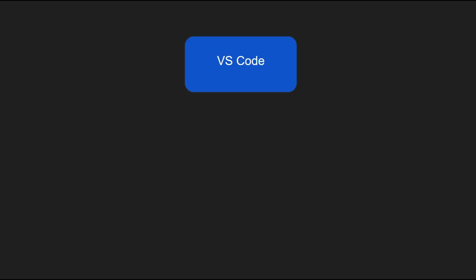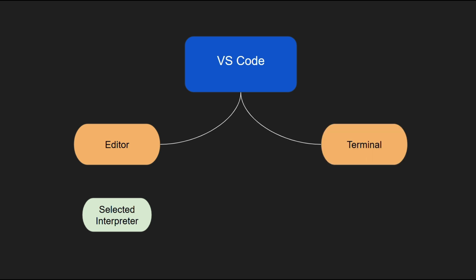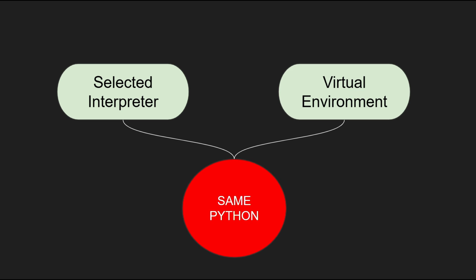Now, here's a clean way to think about it. VS Code has two separate layers. One is the editor, which uses the selected interpreter to run your code. The other one is the terminal, which uses whatever environment you activate. If these two are not pointing to the same Python, you will keep seeing confusing issues like module not found, even when everything looks correct. Once they are aligned, things behave exactly the way you expect.